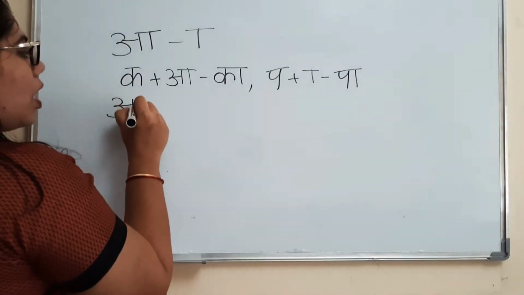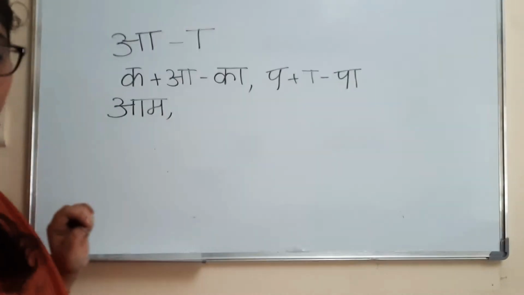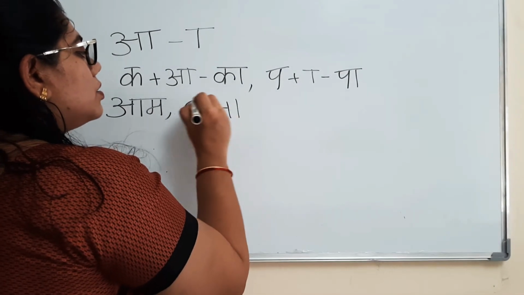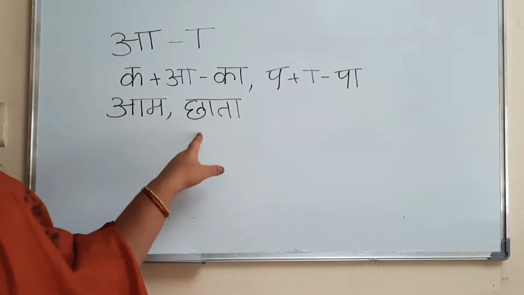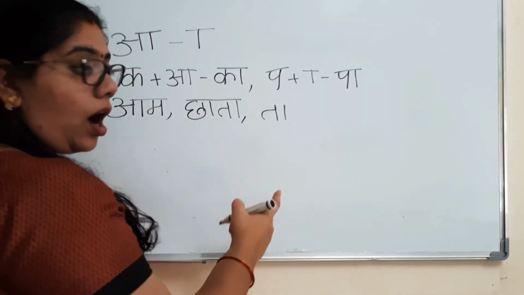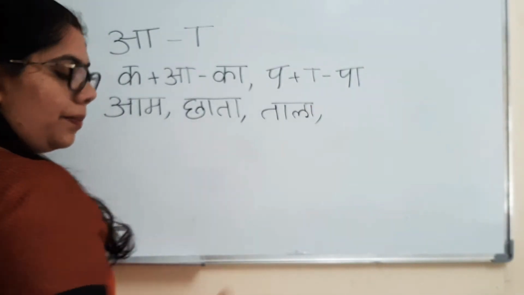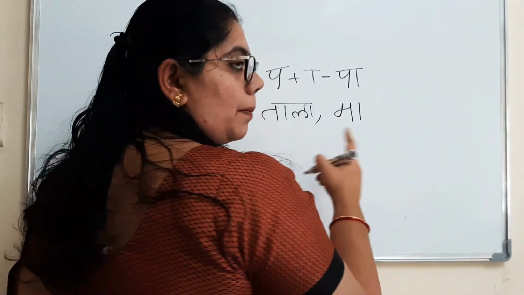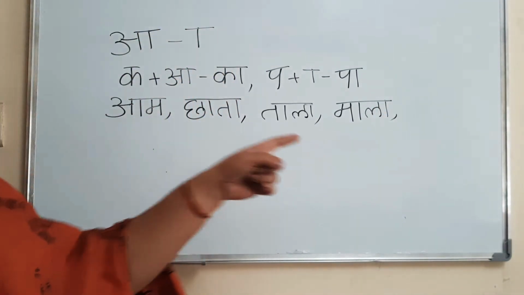Cha, ta. Ch plus a, cha; t plus a, ta. So, chata. Next, t plus a, ta; l plus a, la. Tala. Next, m plus a, ma; l plus a, la. Mala.